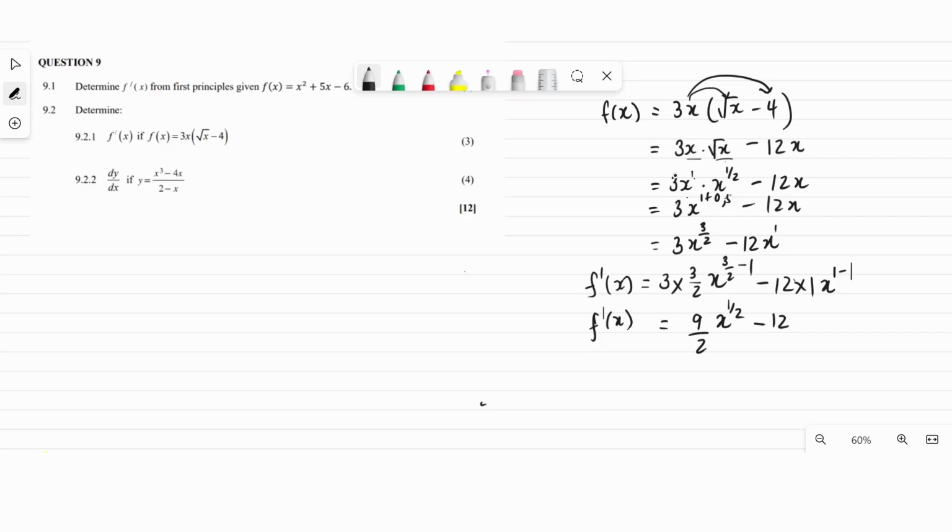Let's simplify this and make it into the square root, so it's going to be 9 over 2 root x minus 12. And we're done with this question.